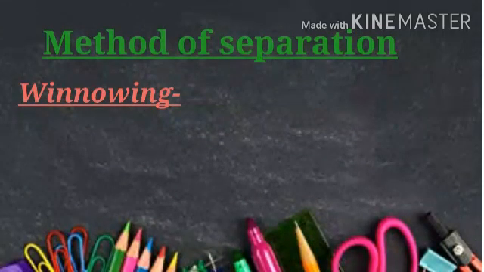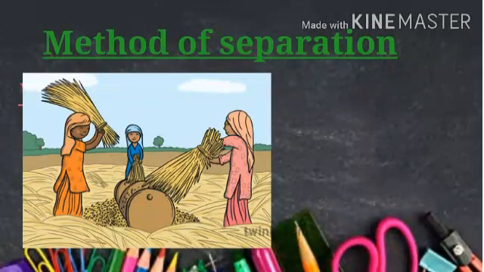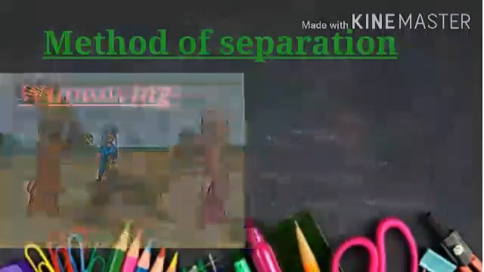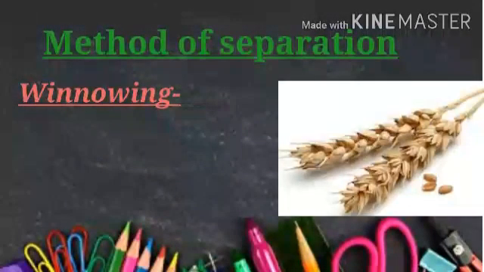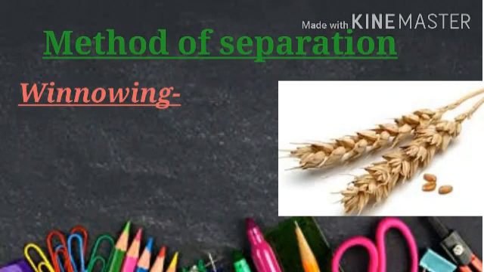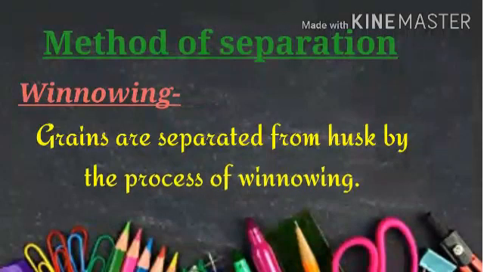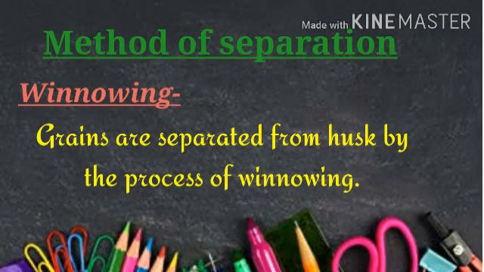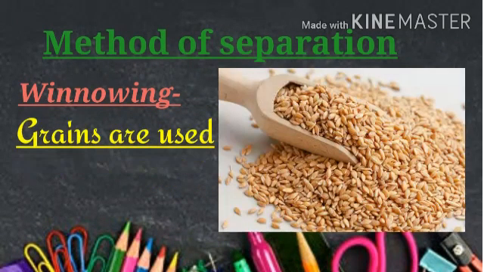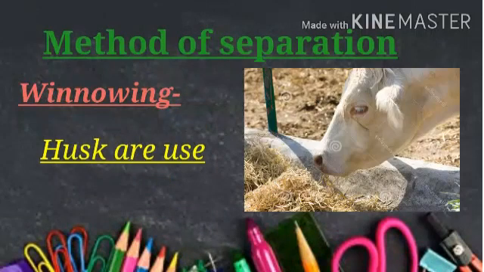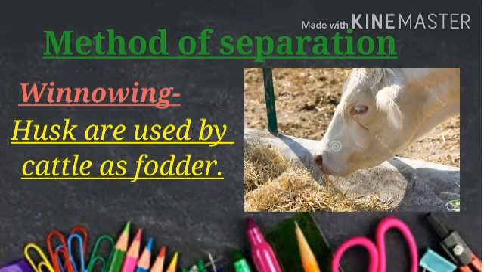Children, threshing and winnowing are interconnected with each other. In threshing, we have learned about separating grains from stalk. Now, if you look at threshed wheat grains closely, you will see that each grain is covered with a brown covering. This covering is known as husk, and we do not eat these husks. So it is necessary to separate these husks from grains by the process of winnowing. We separate these grains from husk. The grains we eat, and the husk is used by cattle as fodder.